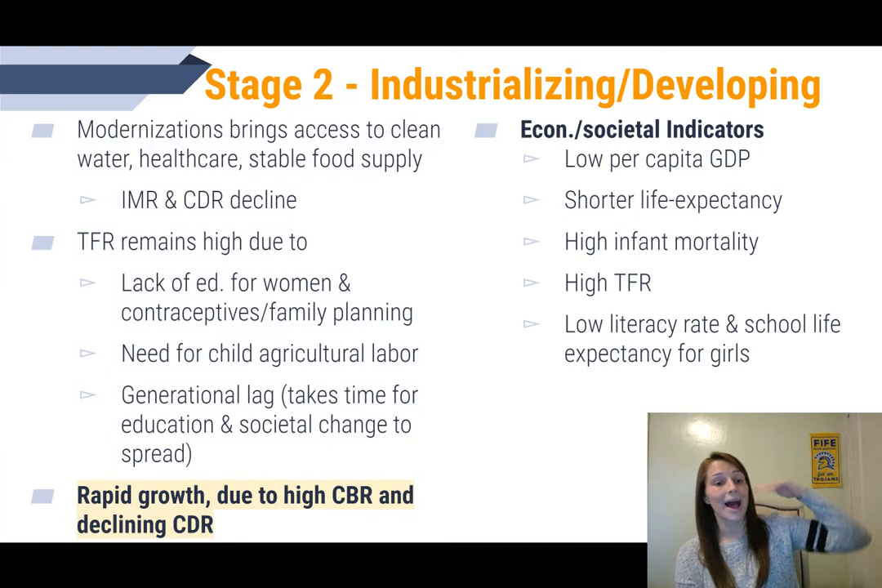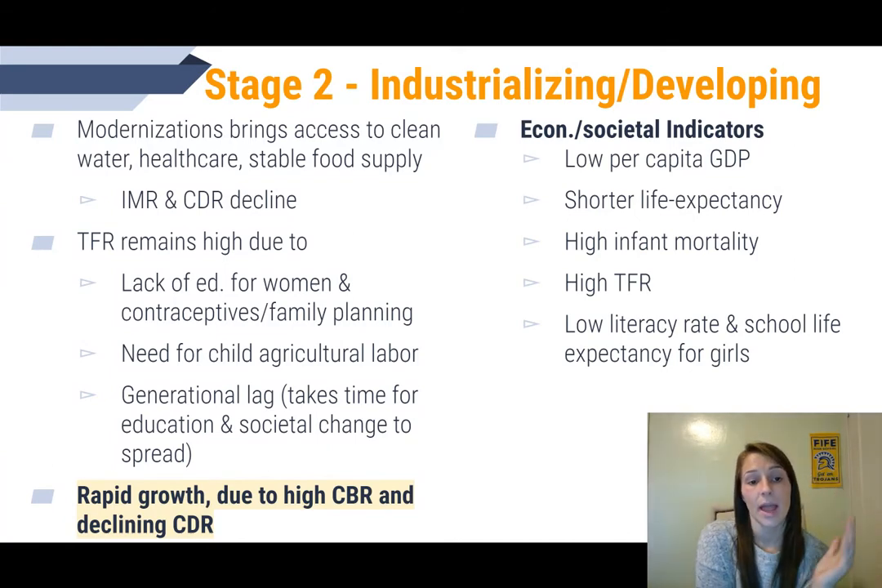However, we do still see a high level of the total fertility rate, and this is going to be due to the fact that we still tend to have a lack of education for women and contraceptives and family planning. We do still have a large number of people having this agrarian way of living, and so they do still need that child labor. And we also tend to see a generational lag. So although we're starting to get some of the modernization of healthcare and water and potentially some of these available contraceptives, we do see it takes a long time for education and societal changes to spread throughout the country.